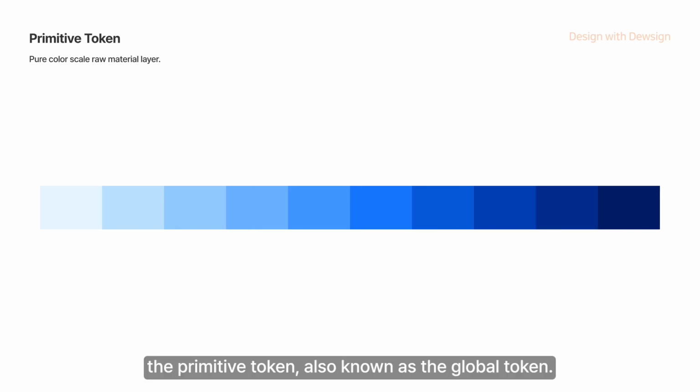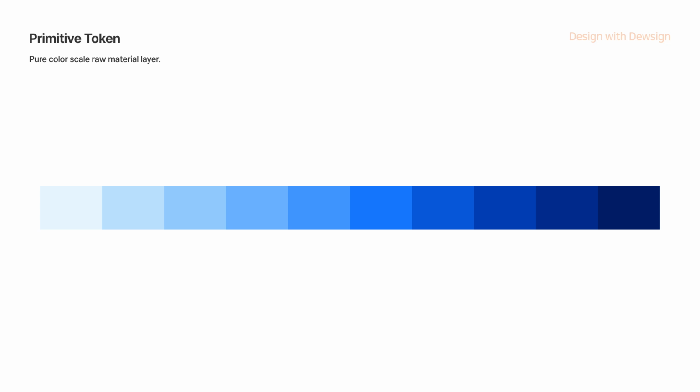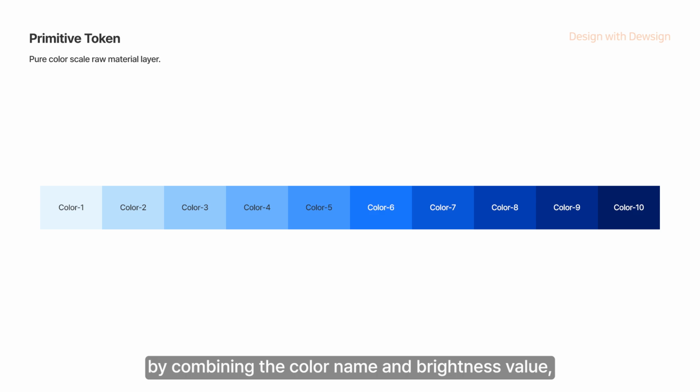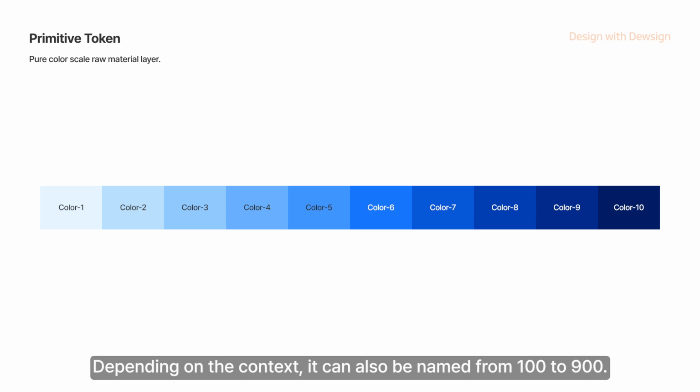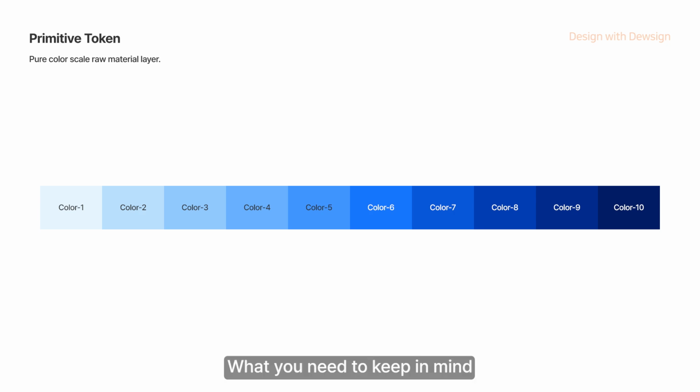The first step is the primitive token, also known as the global token. This refers to the 10-step color palette itself that we created using formulas in the previous lesson. It's named by combining the color name and brightness value, such as blue 1 through blue 10. Depending on the context, it can also be named from 100 to 900. What you need to keep in mind is that the colors at this stage do not yet contain any design intent or role. They are simply raw, pure materials registered in the design system.